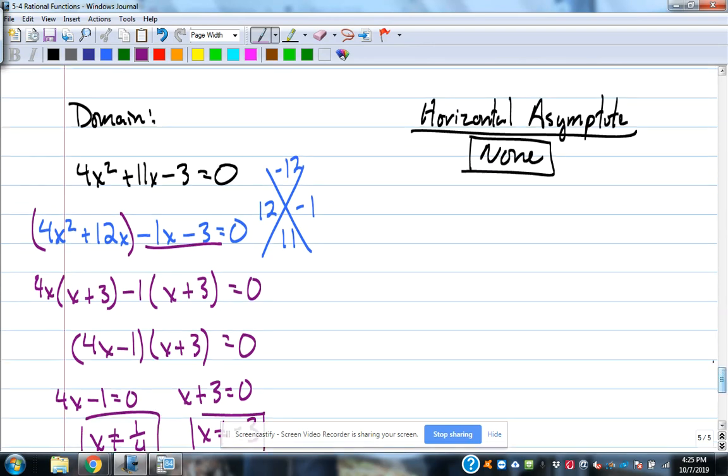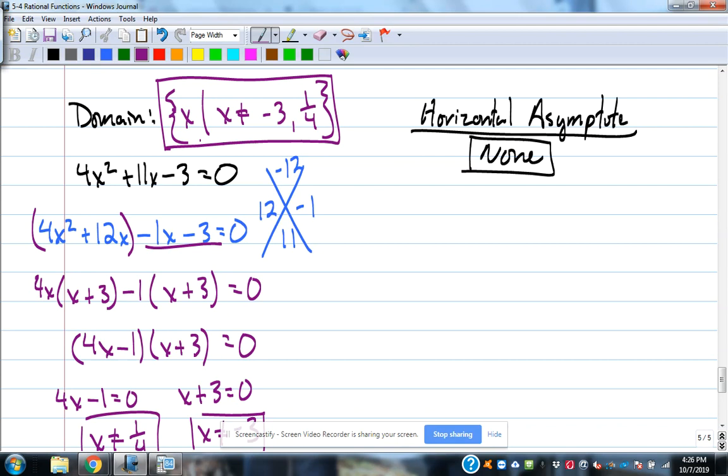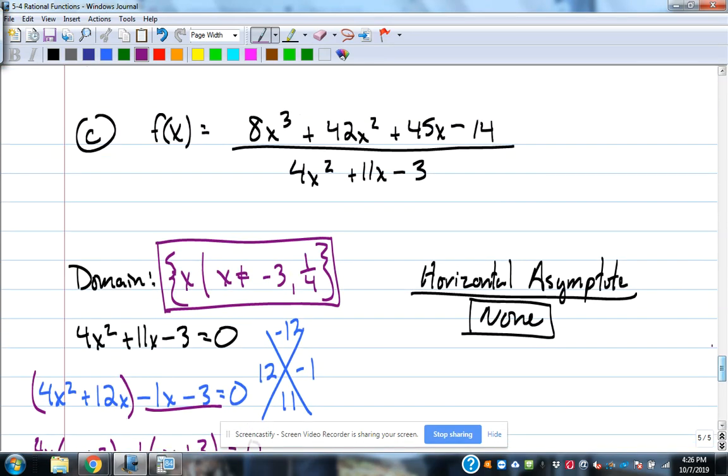So our domain is all x's as long as x does not equal negative 3 or 1/4. That's how I would write that domain. Now, this is where this one gets a little tougher, because it's a pretty big polynomial on the top. And if I'm going to try to simplify this thing, I've got to try to factor that dude. And that's not the easiest thing to do.